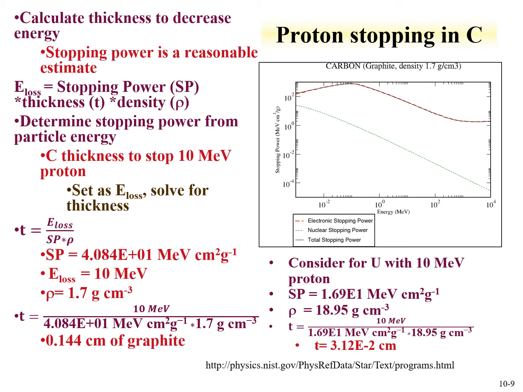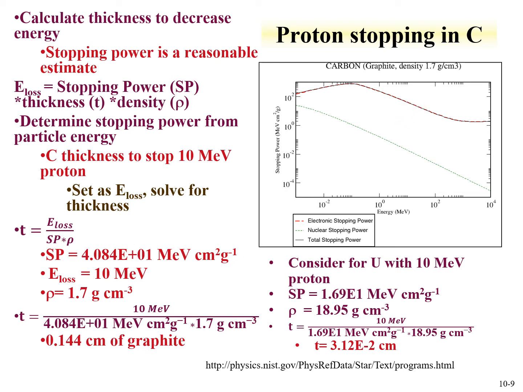So one would set the energy loss and solve for the thickness. We want an energy loss of 10 MeV. We need to get what the stopping power is, and then the density. So the stopping power is 4.084 times 10 to the first MeV centimeter squared per gram, and we get that from this figure. We pulled out the data. This website allows you to pull out the data specifically. And if we're looking at something on the order of 10 MeV, we see that its stopping power is somewhere right around here.